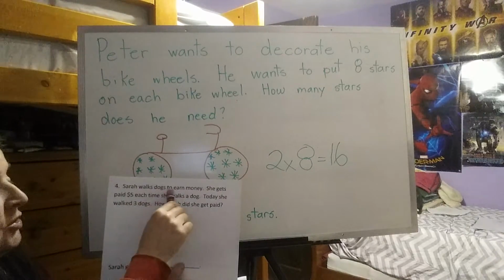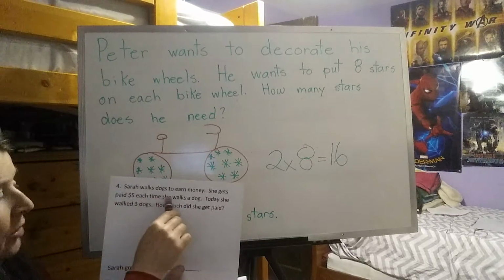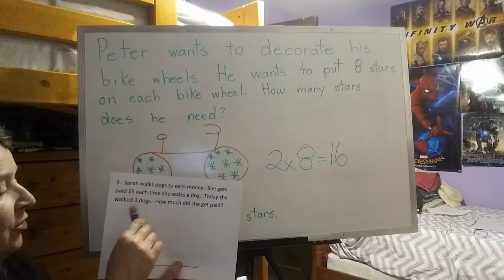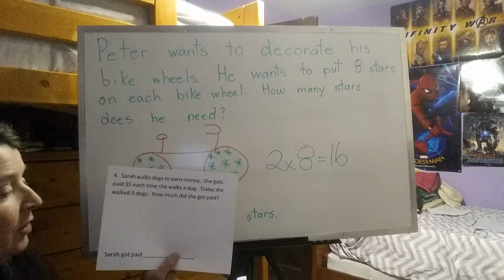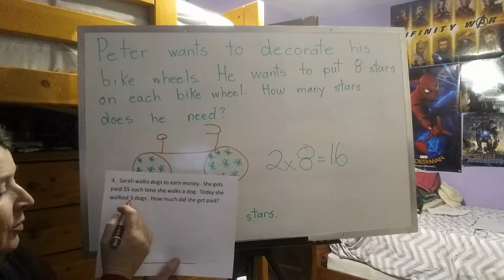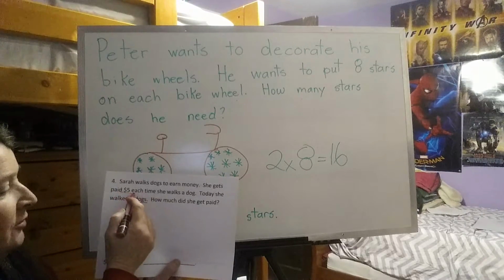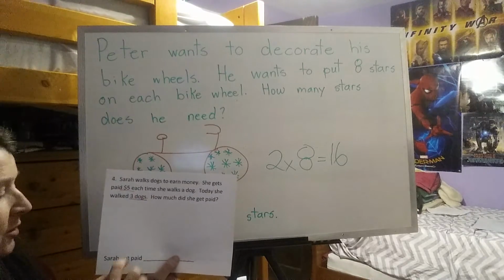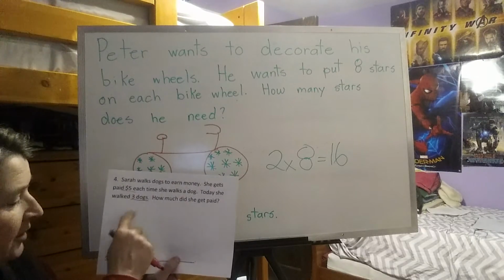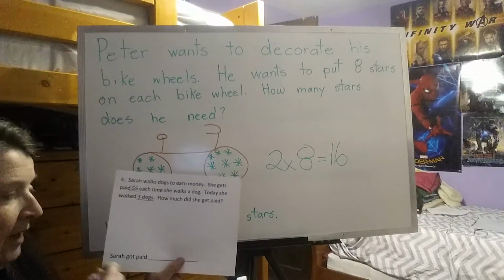Sarah walks dogs to earn money. She gets paid $5 each time she walks a dog. Today, she walked 3 dogs. How much did she get paid? So she walked how many dogs? She walked 3 dogs. She got $5 each time she walked a dog. So here are my 3 dogs, and each one is worth $5. So how much did she get paid?